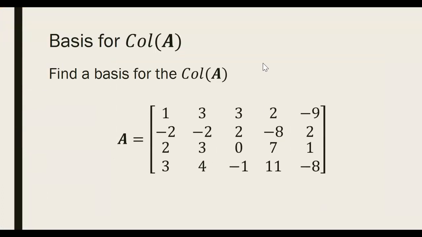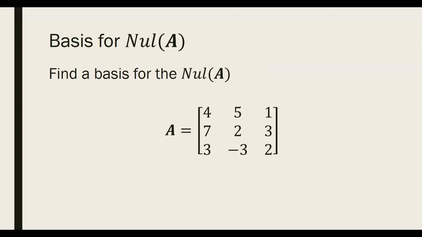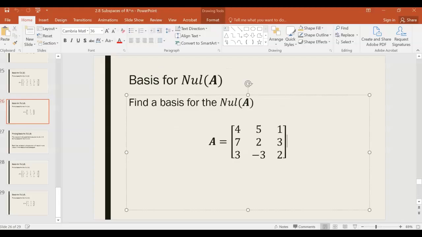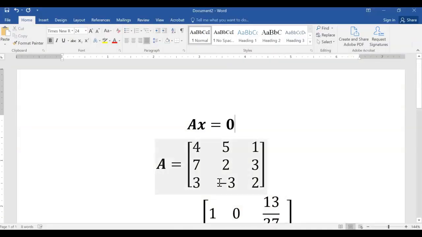Now, we've done this for the column space, so let's ask ourselves, how could we find a basis for the null space of A? All right, a basis for the null space of A. Let's do this one together. Basically, the idea for a null space is that we're looking to find the x's that are sent to 0.